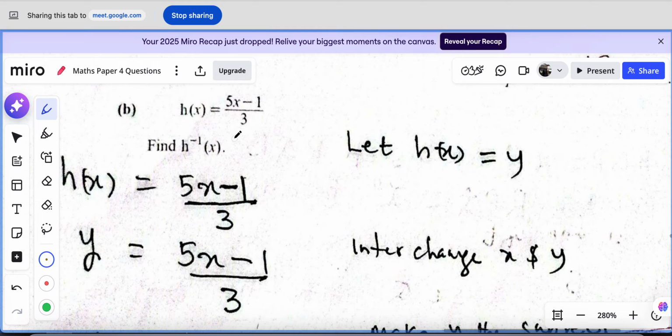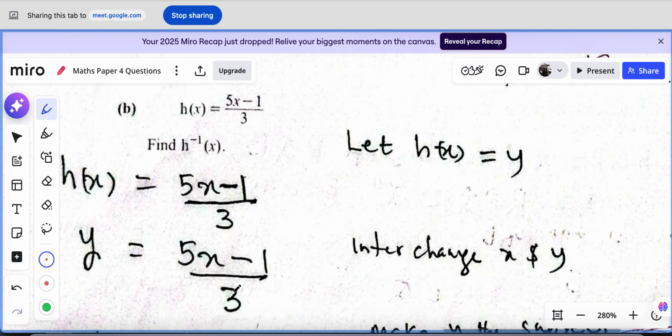We know how to do the inverse function, right? Okay, now what we do, you say replace h of x with y. You say let h of x equal y. So h of x equals 5x minus 1 over 3, so you say y equals 5x minus 1 over 3.